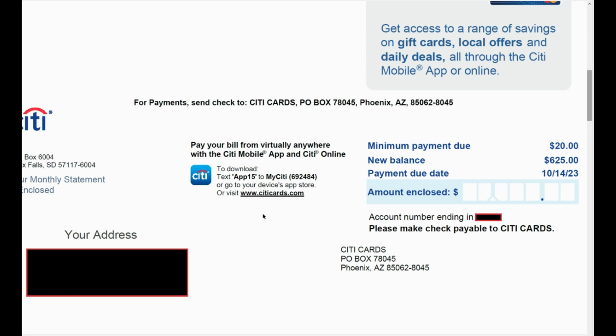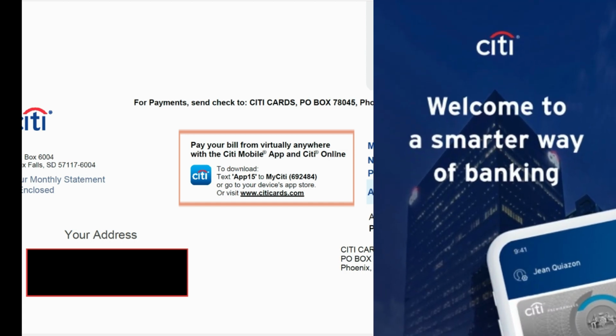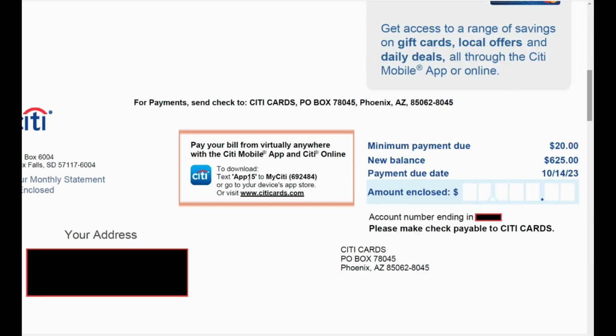In the middle of this pay stub, though, it is incentivizing you to make your payment online or through a mobile app. Pay your bill from virtually anywhere with the Citi mobile app or Citi online. To download, text app 15 to My Citi and go to your device app store or visit citicards.com. So much easier if you pay it online or on an app, but I do understand some people do not want to be connected through the internet.